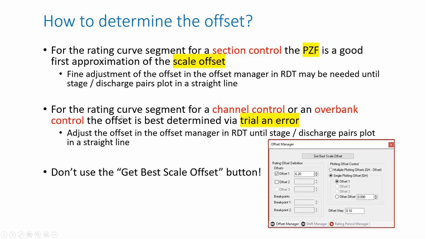But if the rating curve segment is for a channel control or overbank flow, the offset is best determined by trial and error. This is because we can't usually go and measure this. You can have a try, it might be obvious, but if you can't measure the point of zero flow, you really have to use trial and error when we get to the rating toolbox and use the offset manager. Just a word of warning, don't use this get best scale offset. It doesn't seem to work very well and it just makes things worse at times. So just a warning there, we don't use that.